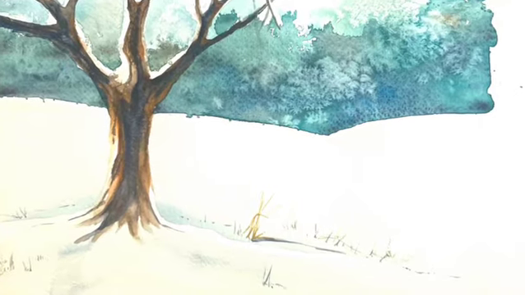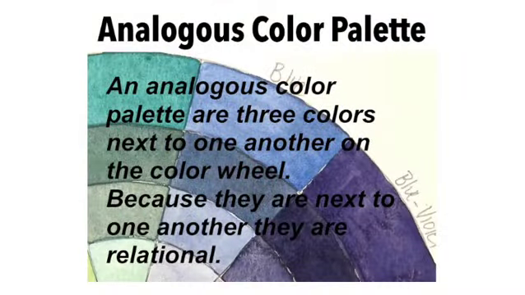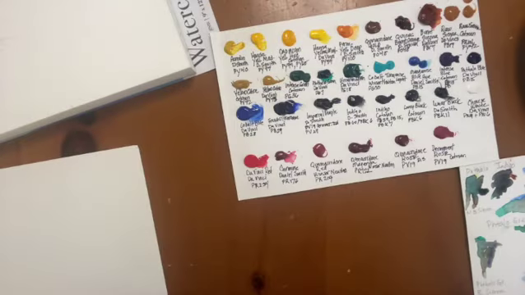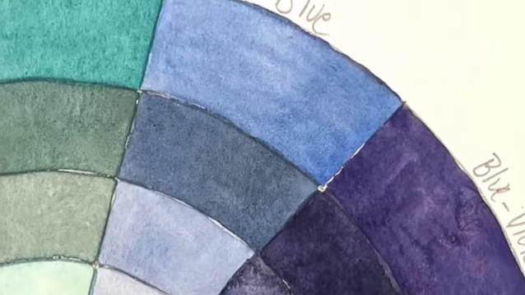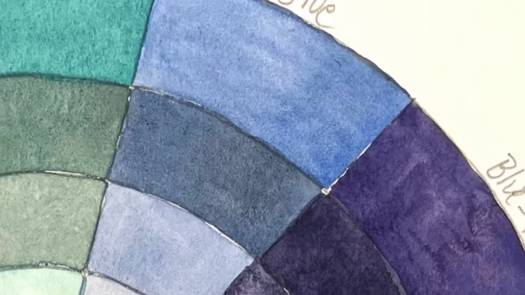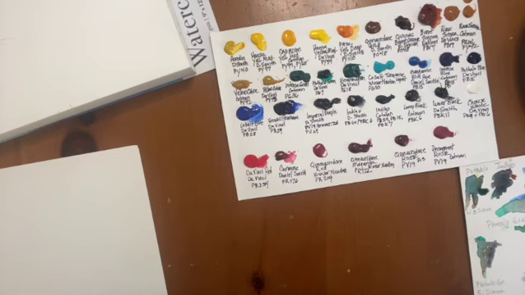So we're also going to use a limited palette. We were talking analogous color palette would be at least 3 colors next to one another on the color wheel, such as blue, blue-green, and green, or blue-violet, blue, and blue-green. Any 3 colors that are related to one another on the color wheel. If you go into Canvas, I have more information on this.